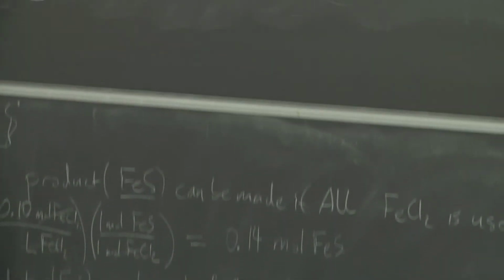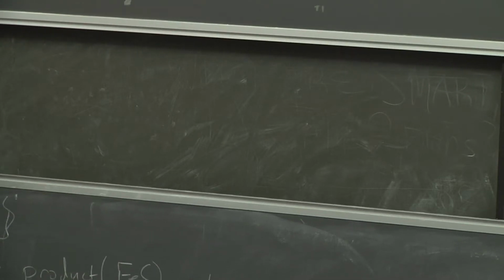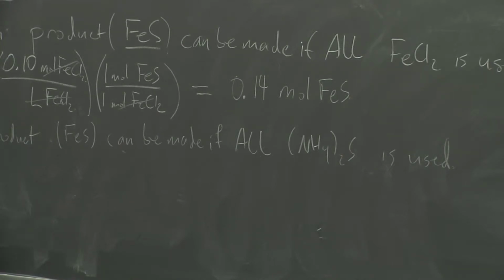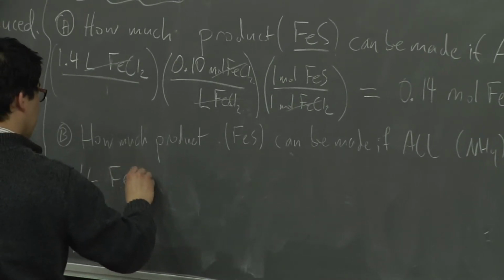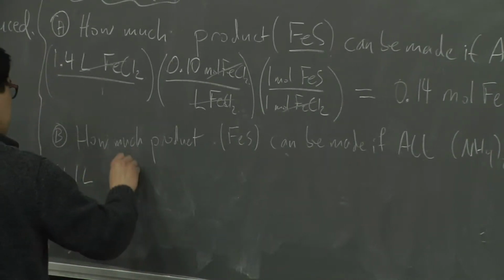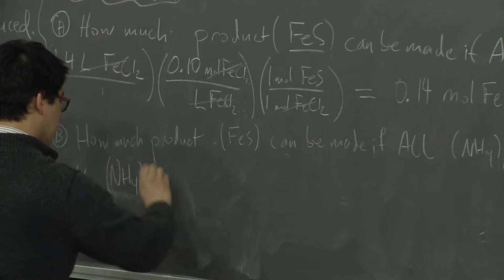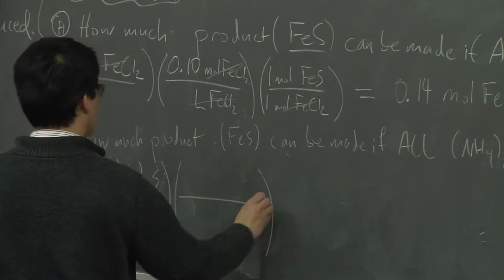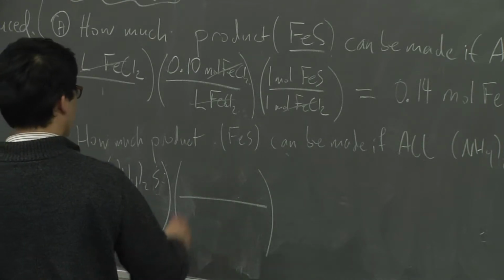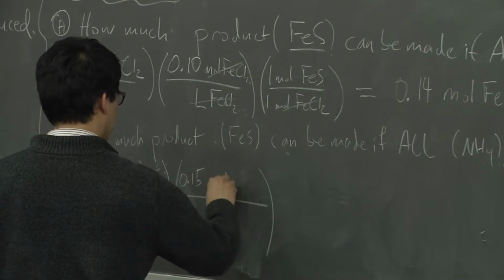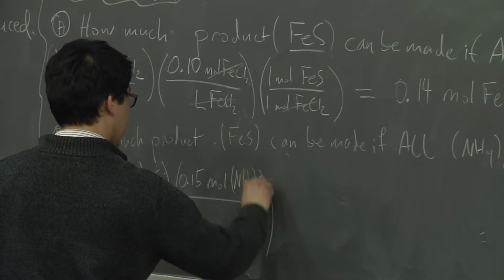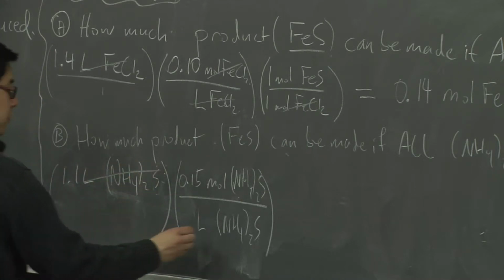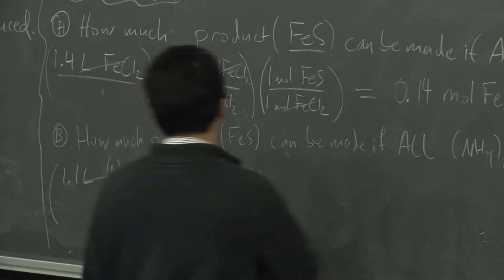Now I'm going to check the other reactant. The other reactant says 1.1 liters of FeCl2. Nope, wrong, I lied. (NH4)2S, and the concentration is 0.15, right? So 0.15 moles of (NH4)2S per liter of (NH4)2S. The liters and the liters are going to cancel. I'm going to get moles of (NH4)2S.